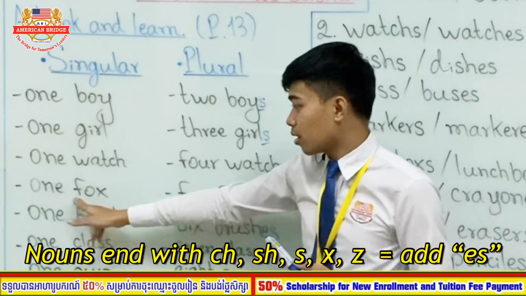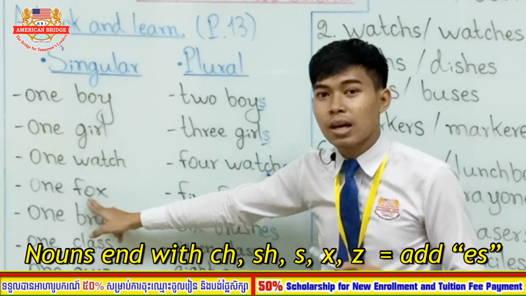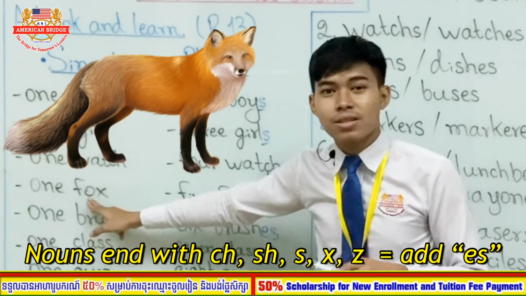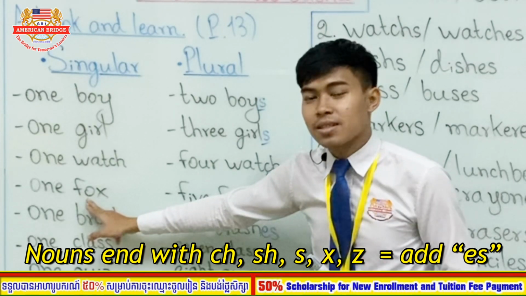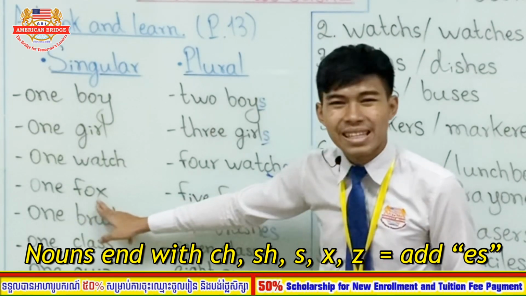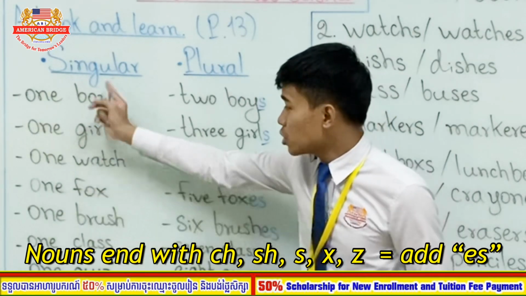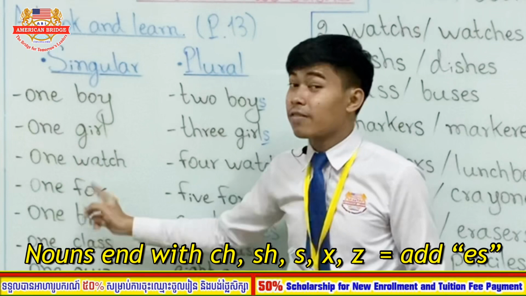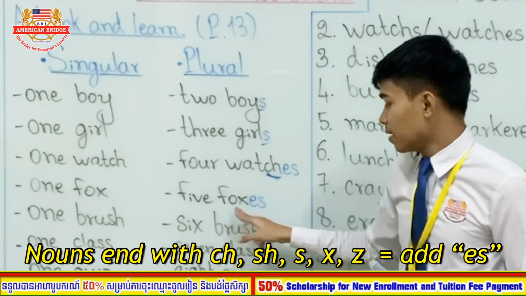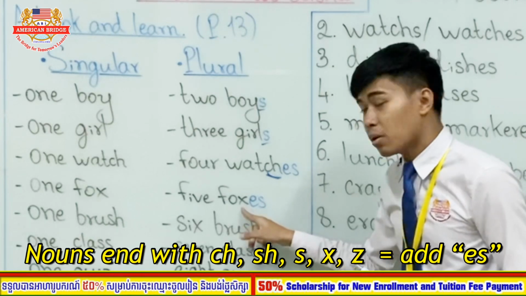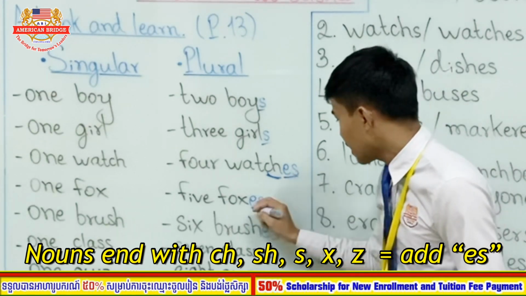Another example. Can you read this word? You are right. Fox. You know fox, right? Fox lives in the forest. So fox here ends with letter x, right? So when it is singular, one fox or a fox. But in plural, for example, five foxes. Here, because it ends with letter x, we have to add es, right?